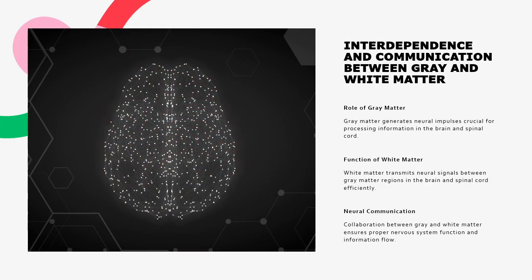Gray and white matter are interdependent, so they have to be together. Gray matter generates neural impulses while white matter carries these signals to other brain and spinal regions. This collaboration is essential for proper nervous system function.